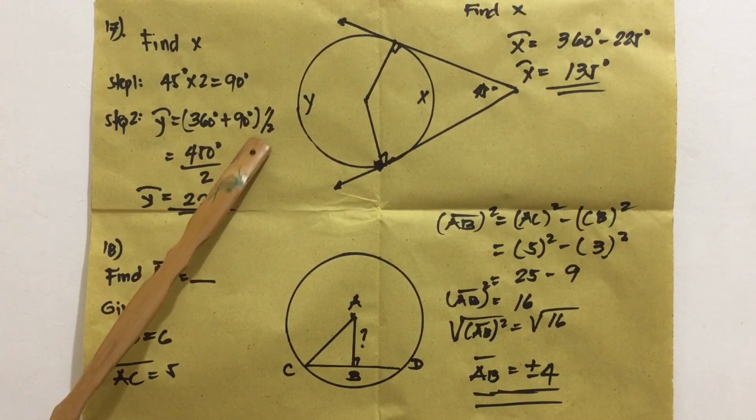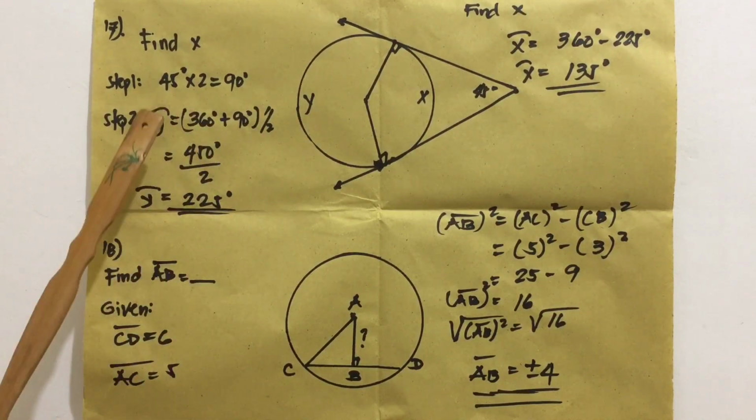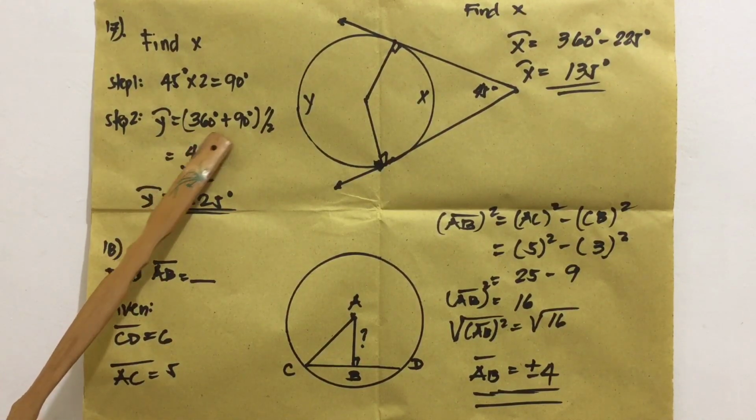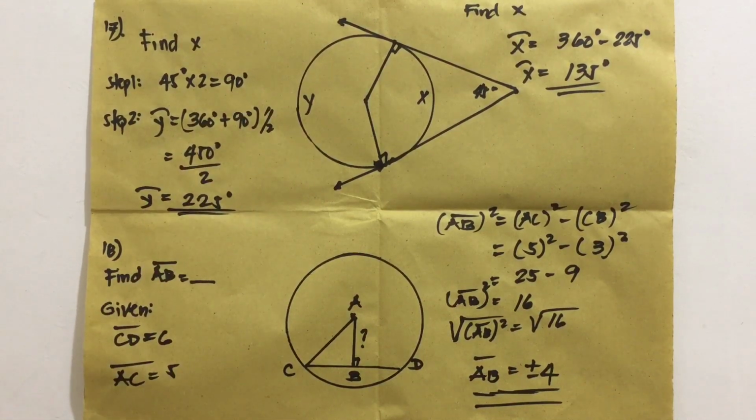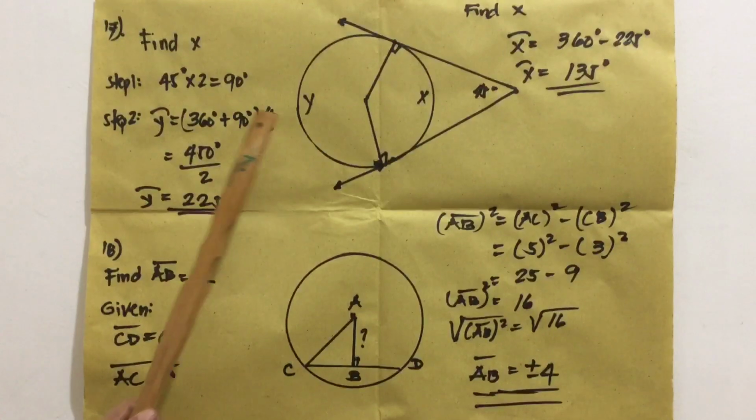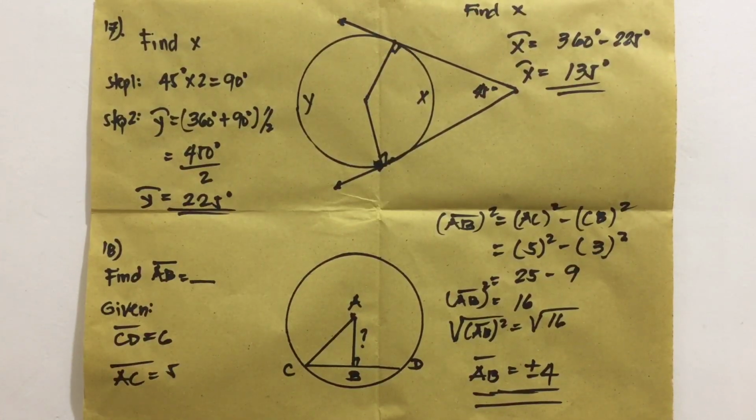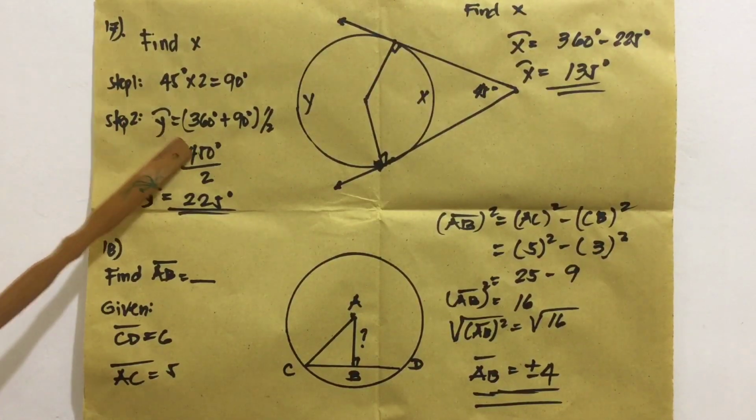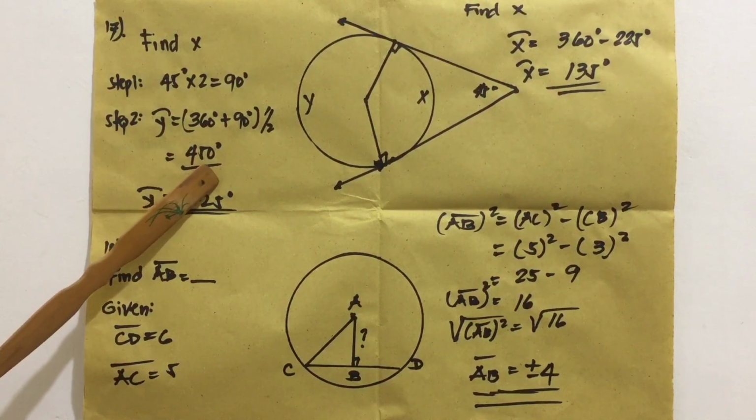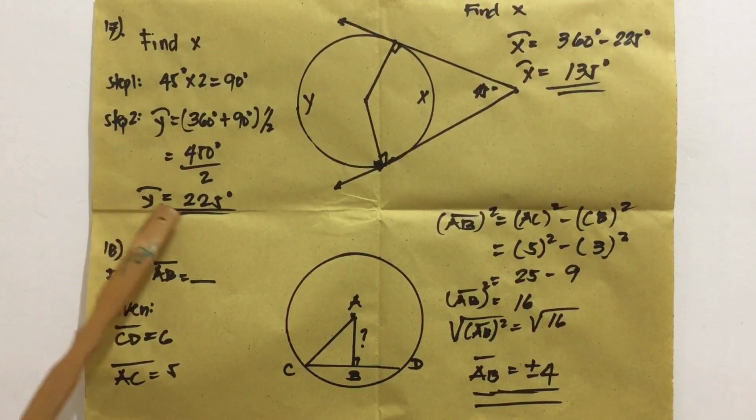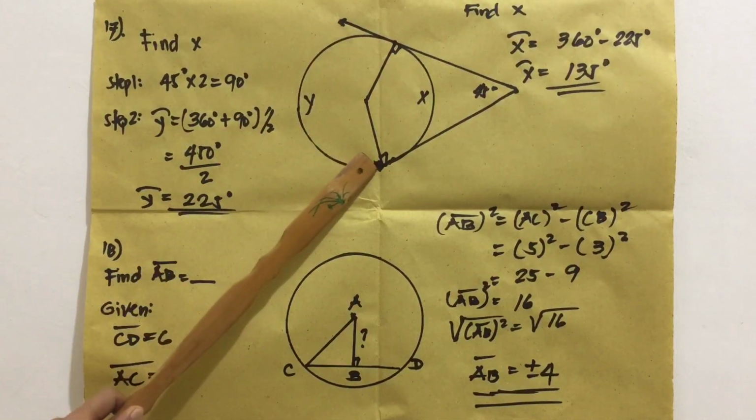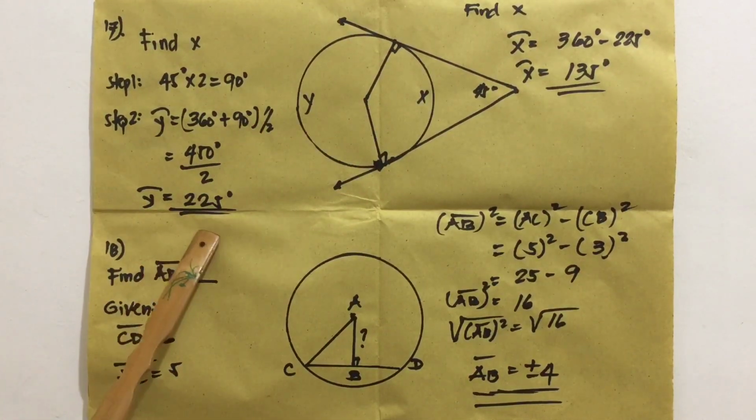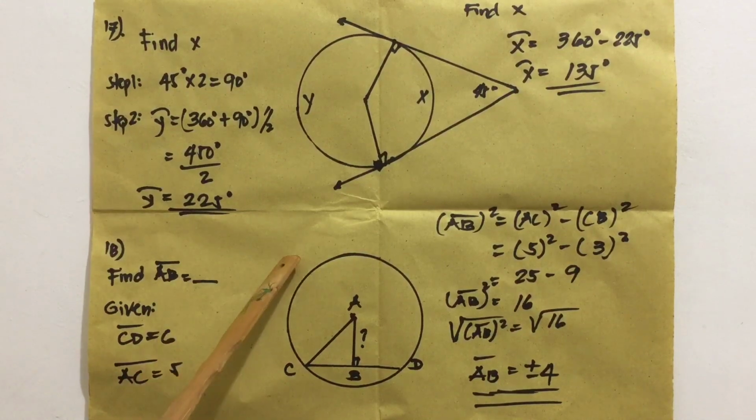Then we are going to multiply again by 1/2. Then simplify: 360 degrees plus 90 equals 450 degrees times 1, it's the same 450 degrees, then divided by 2. So the arc y equals 225 degrees. So the measurement of this arc now is 225 degrees.